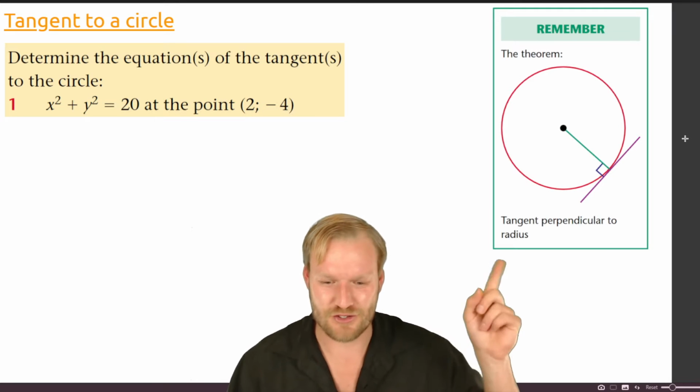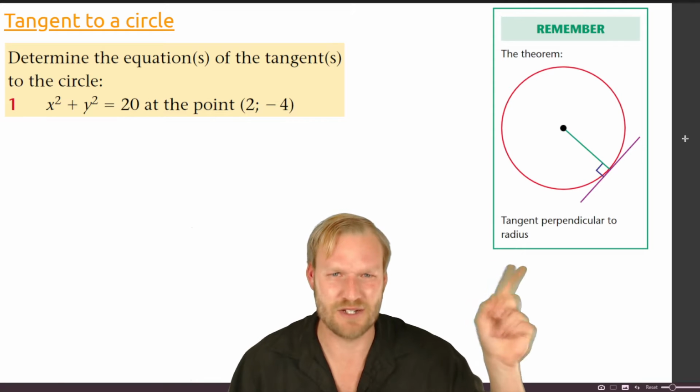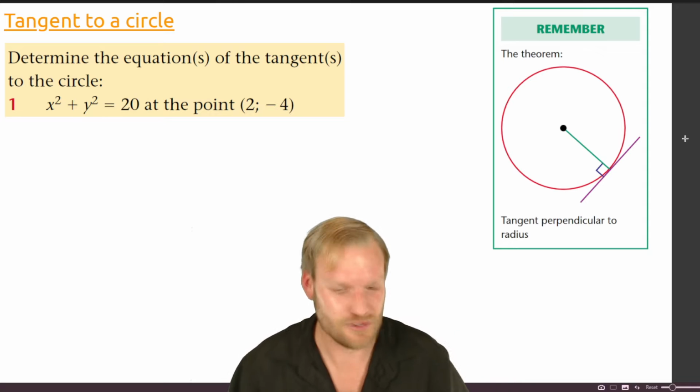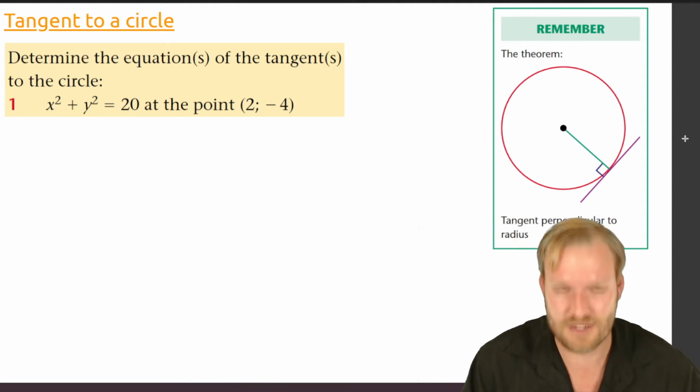Let's crack it. We've got quite a few examples to get through. One thing just to remind yourself of: remember "tan rad", so the tangent is perpendicular to the radius. We're going to need that for this. Okay, so let's jump in.